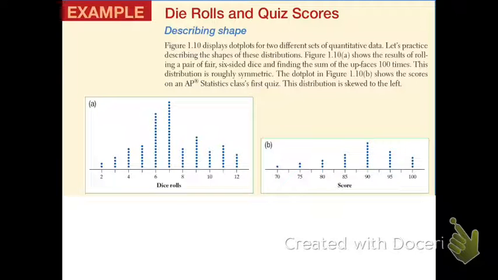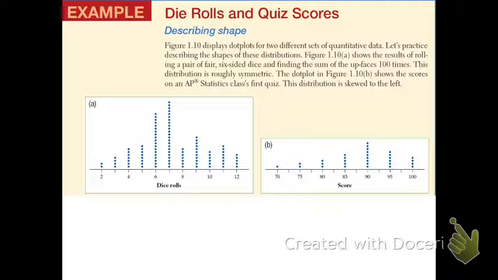In this video, we're going to look at describing a distribution as well as comparing two distributions. So here we have two dot plots. Dot plot A is the result of rolling a die, actually two dice, 100 times, finding their sum and then plotting a point. And dot plot B is the scores on a test, each student getting their own dot.